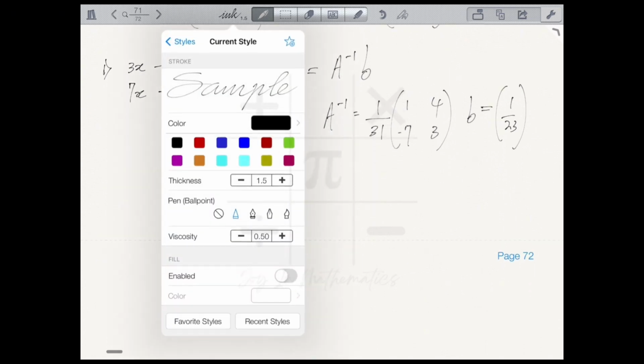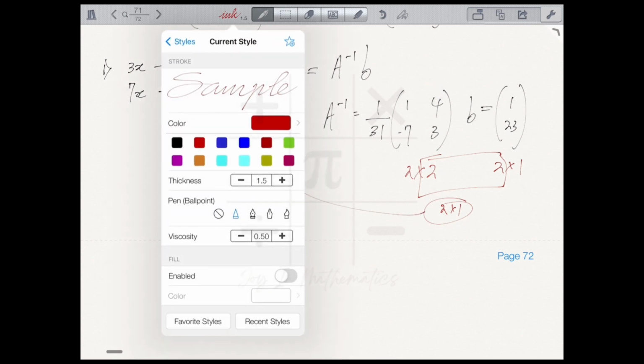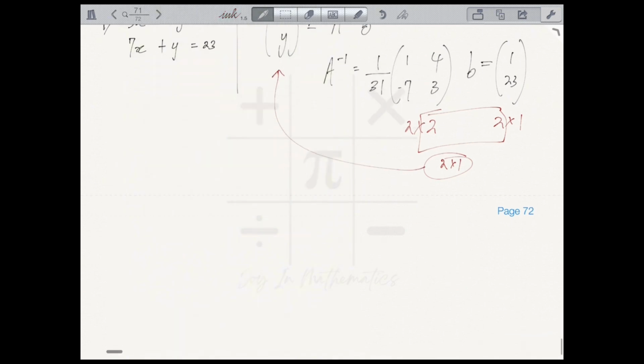Now if you look at it, this is a 2 by 2 matrix and this is a 2 by 1 matrix. So when we multiply it all together, the result will be a 2 by 1 matrix, and the 2 by 1 matrix is the unknown x and y. So let's proceed. x, y is equal to 1 over 31, 1, minus 7, 4, 3 multiplied by 12 and 3.